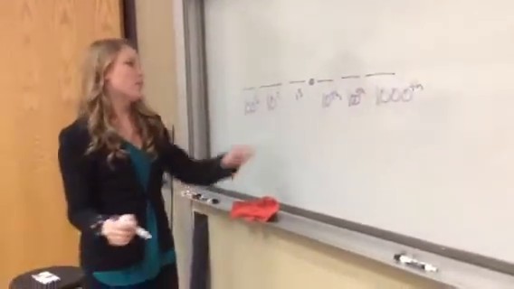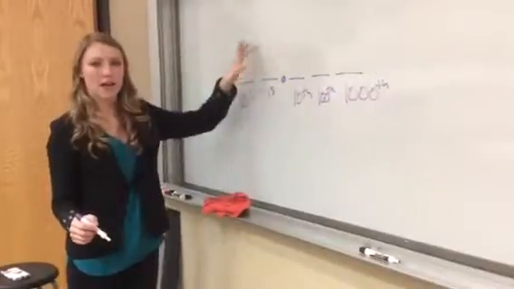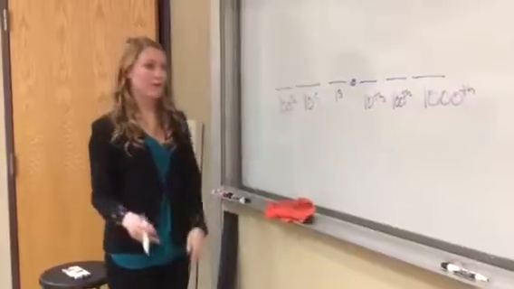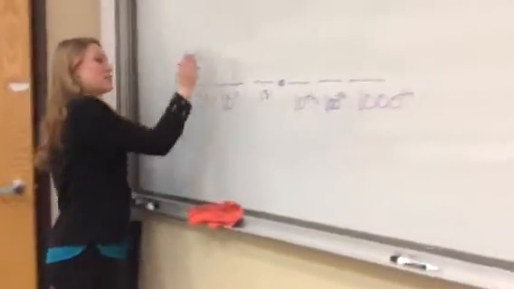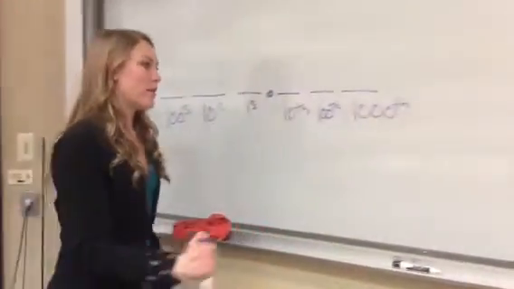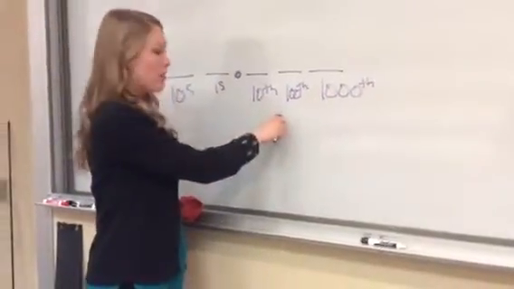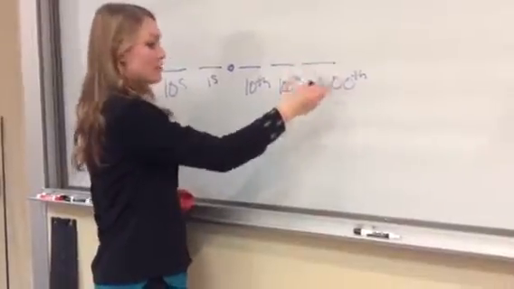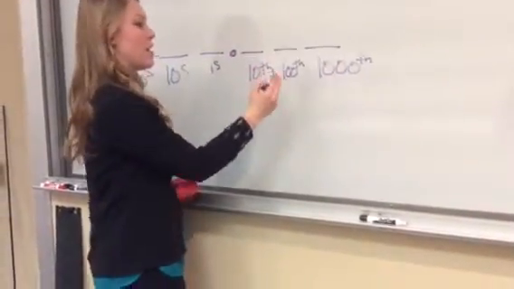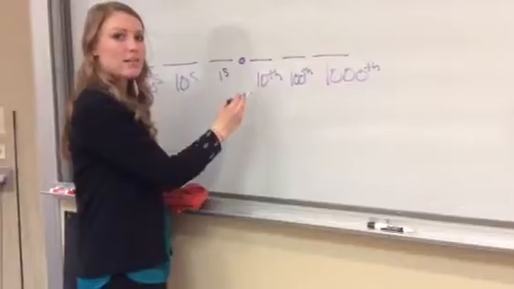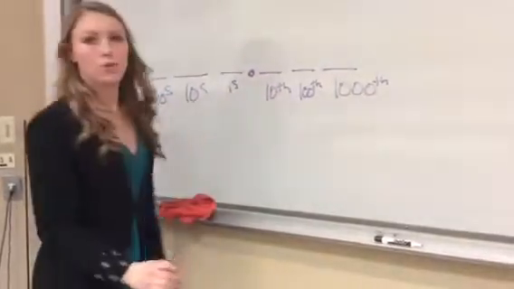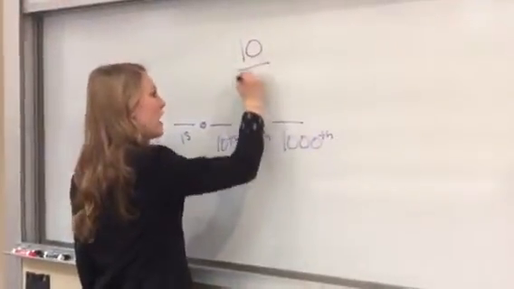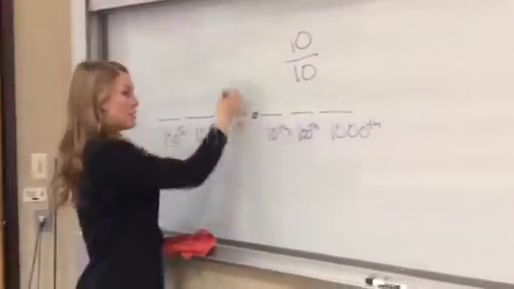We know that in order to get to tens, we have to have 10 ones. In order to get to hundreds from tens, we need 10 tens to get to 100. So going to the right of our decimal, we have to have 10 thousandths to go to our hundredths, 10 hundredths to go to our tenths, and 10 tenths to go into 1. We can demonstrate this by looking at a fraction. If we have 10 tenths over 10, that equals 1.